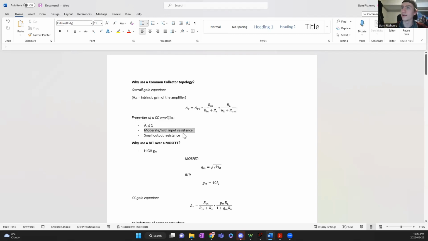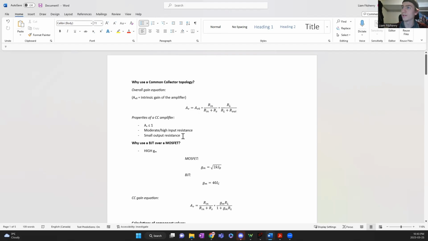The second thing I noticed about the common collector is that it always has a moderate to high input resistance, which is going to be really helpful in this term here. Because we want our gain close to 1, we want every term in this equation close to 1. Here our RS, our source resistance, is set to 100 ohms, so we can't change that, and we want this fraction to be as close as possible to 1. Therefore, we want our Rin value to be much larger than this RS, such that this fraction gets as close to 1 as we can. So that's another check there.